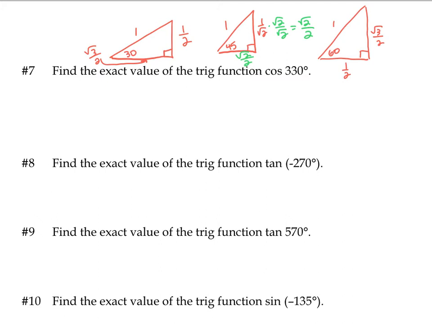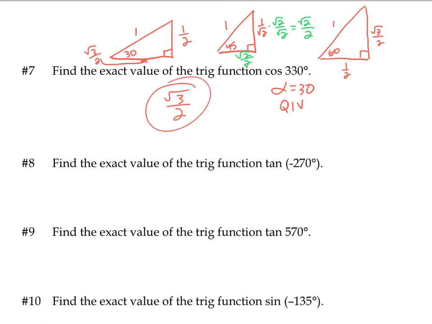The exact trig value for cosine 330 degrees. That's a reference angle of 30 degrees. That's in quadrant 4. Reference angle of 30 degrees. That goes back to that first triangle I drew. Cosine's the x value, so that's square root of 3 over 2. In quadrant 4, cosine's positive, so square root of 3 over 2 is my final answer.